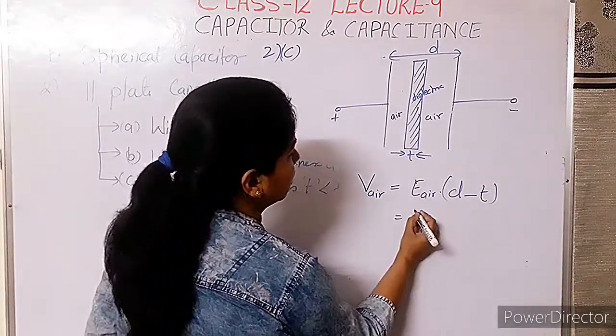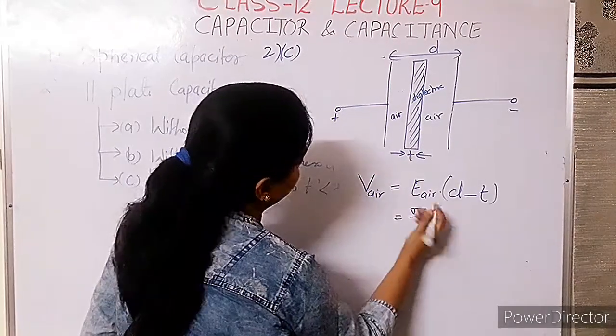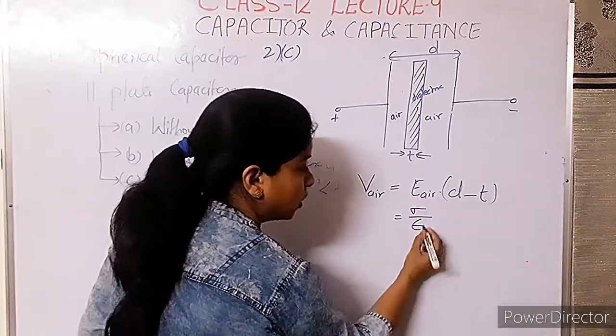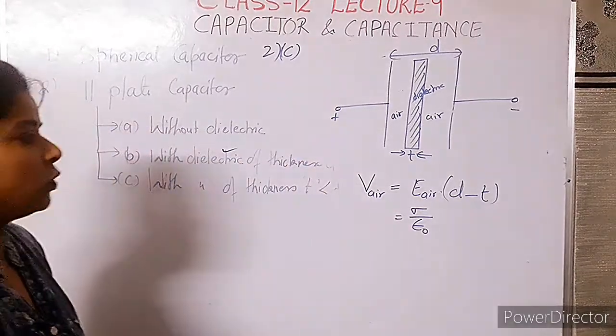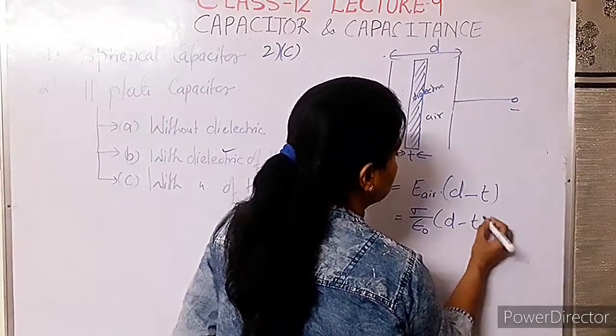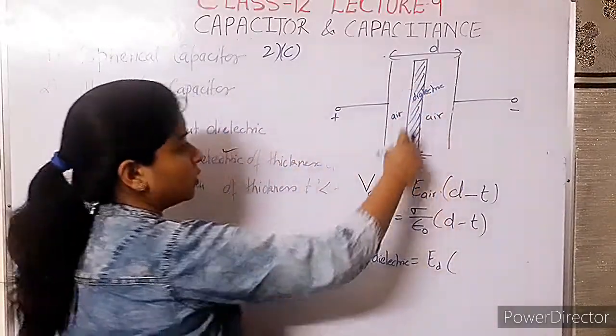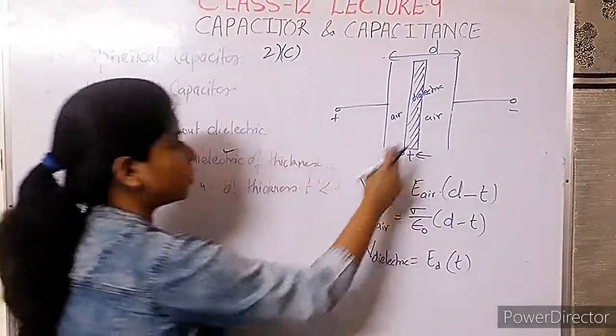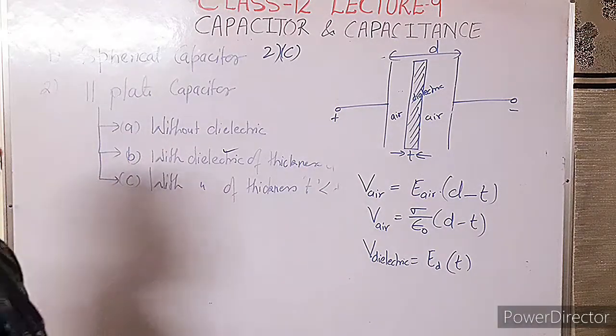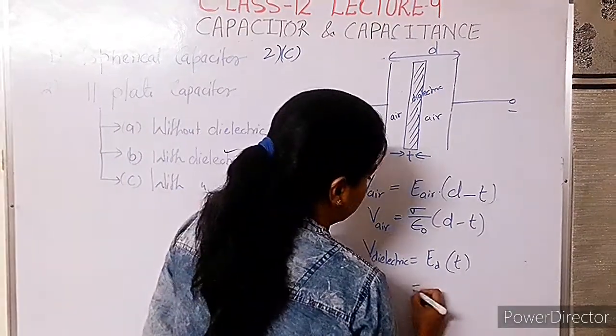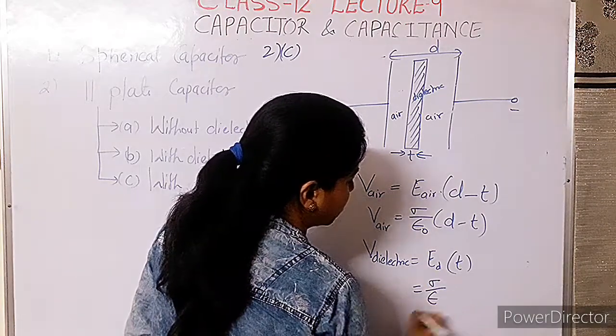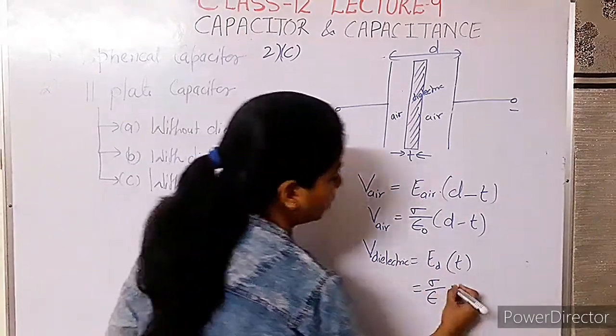Because it is corresponding to air, the formula for E is the same, sigma over epsilon naught for air, the permittivity of free space, multiplied by D minus T. That is the result for V air. Now what is the result for V dielectric? It is E dielectric into the thickness of dielectric, that is T only. Corresponding to the dielectric, we are now counting that potential difference. Now this should be sigma over epsilon, not epsilon naught, multiplied by T.